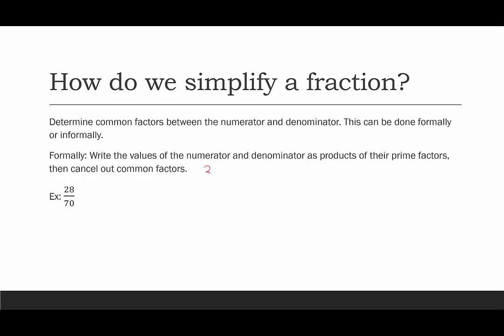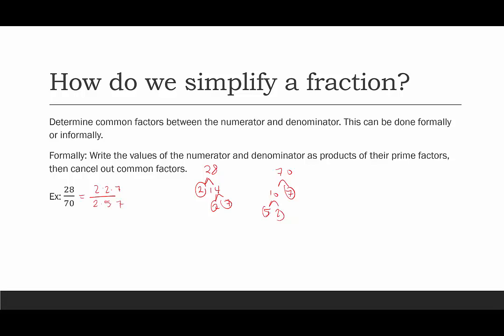And we could do that by doing a factor tree, and we could say, okay, well, 28, that's 2 and 14. 2 is prime. 14 is 2 and 7. Those are both prime. So 28 is 2 times 2 times 7. Then we do the same thing for 70. So 70 is 10 times 7, 7's prime, and 10 is 5 times 2, both of which are prime. So we would write it as its prime factors, 2 times 5 times 7.